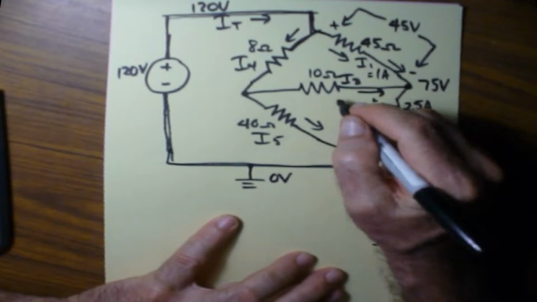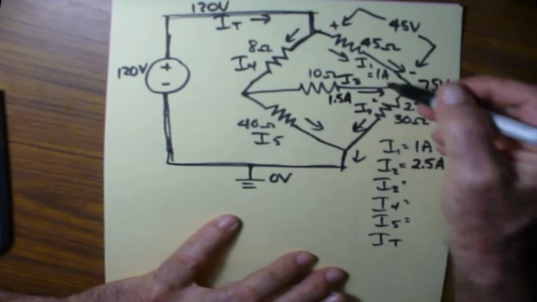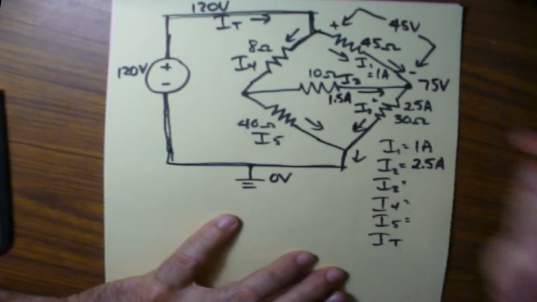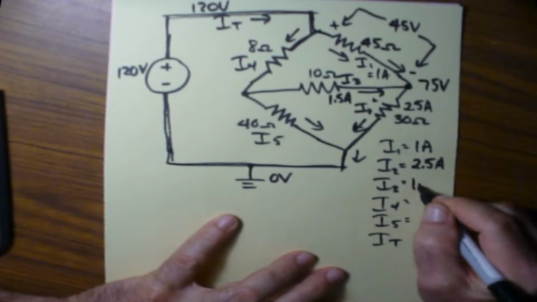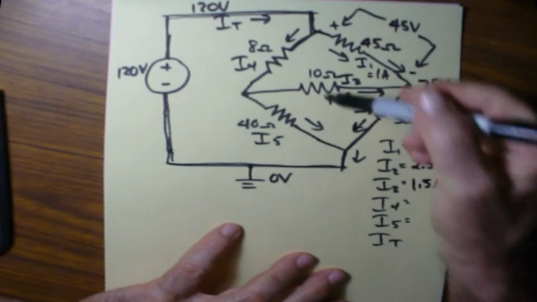Well, that's of course 1.5 amps. So now we've got 1.5 amps going in, 1 amp going in. That totals 2.5 coming out. That gives us I3, which is 1.5 amps. Now, we have a 10 ohm resistor.